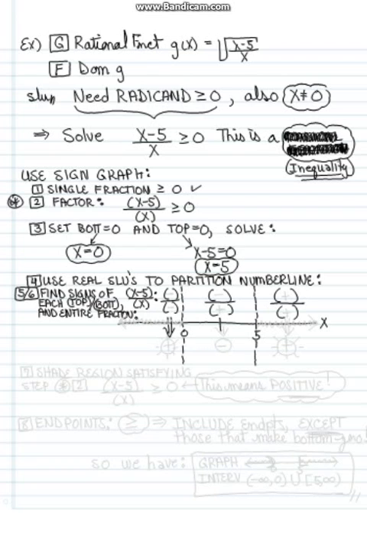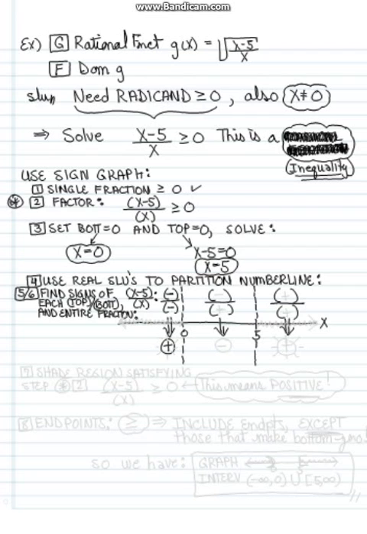Now, choose a value of x to the left of 0. Like, let's choose x equals negative 100. Plug it into x minus 5, you get negative 100 minus 5. That gives you a negative. Plug it into the bottom, you get negative. And a negative divided by a negative is a positive.